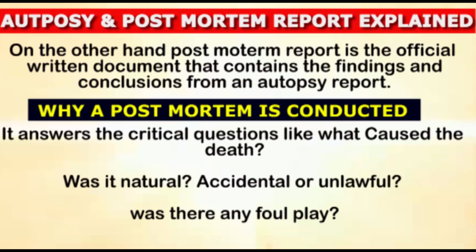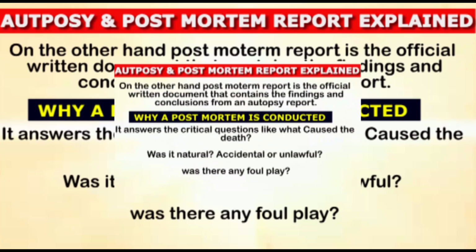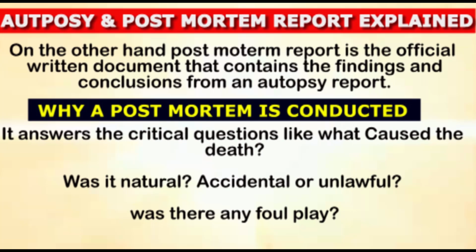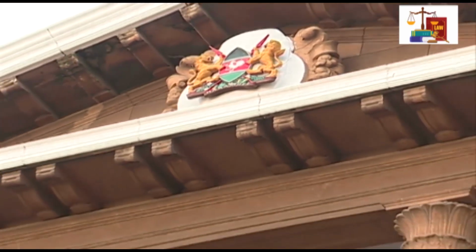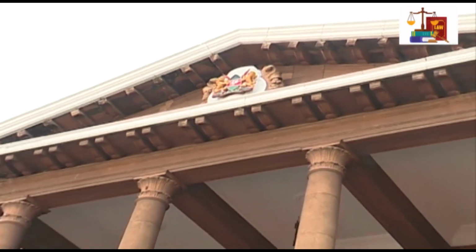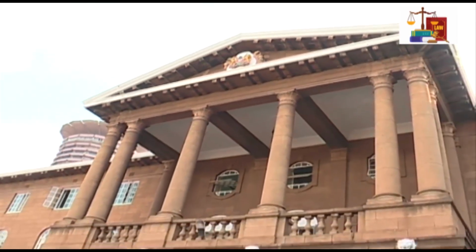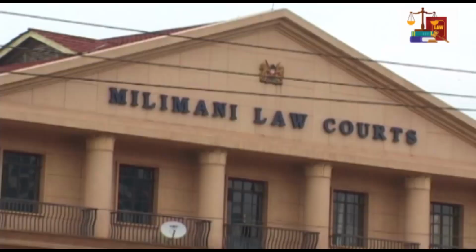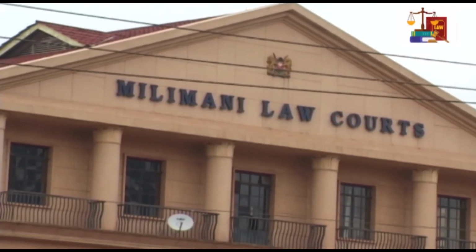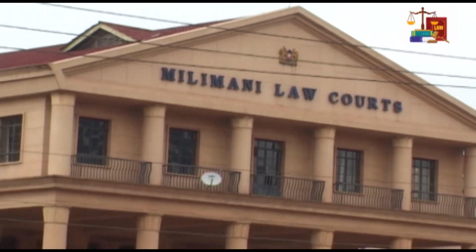On the other hand, post-mortem report is the official written document that contains the findings and conclusions from an autopsy report. It answers the critical questions like, what caused the death? Was it natural, accidental, or unlawful? Was there any foul play? In criminal cases, the autopsy is the process, but the post-mortem report is the evidence presented in the court of law. In law, if the report lacks the necessary threshold, then the case becomes weak.